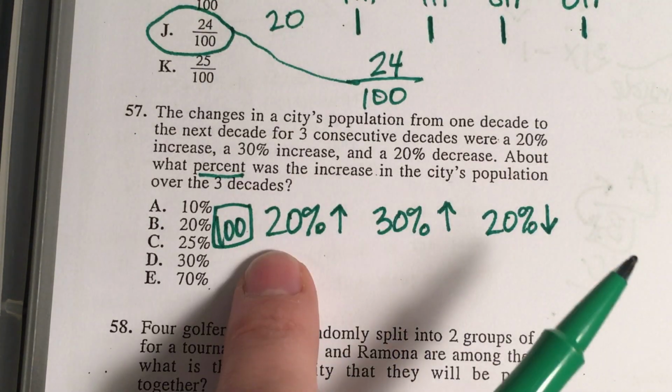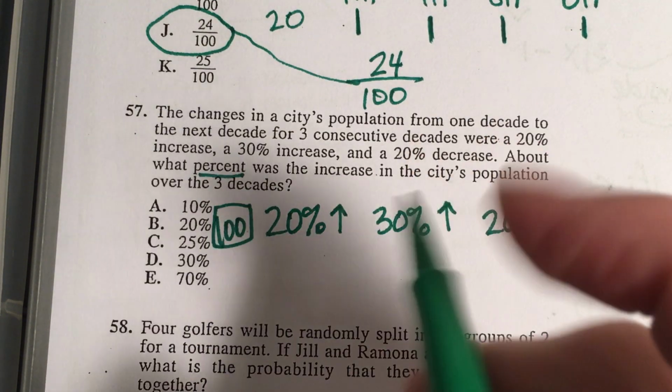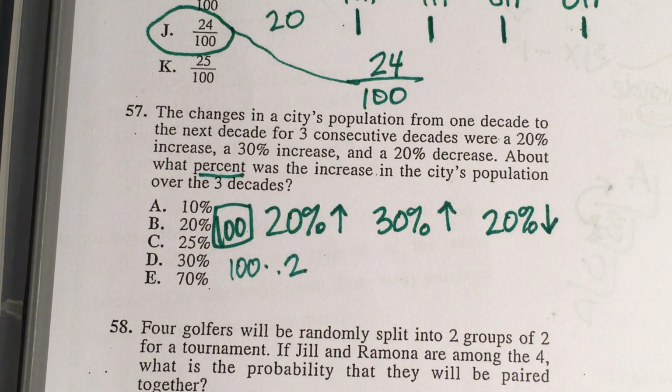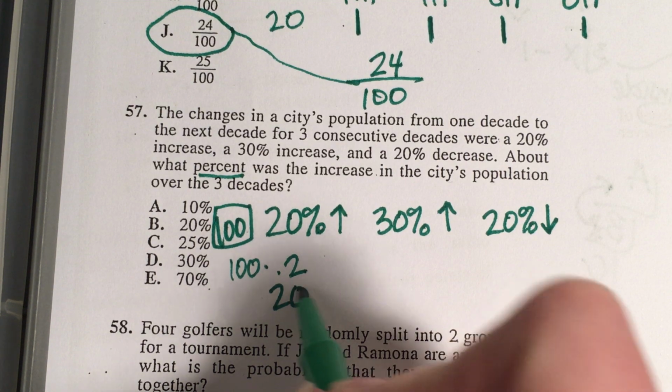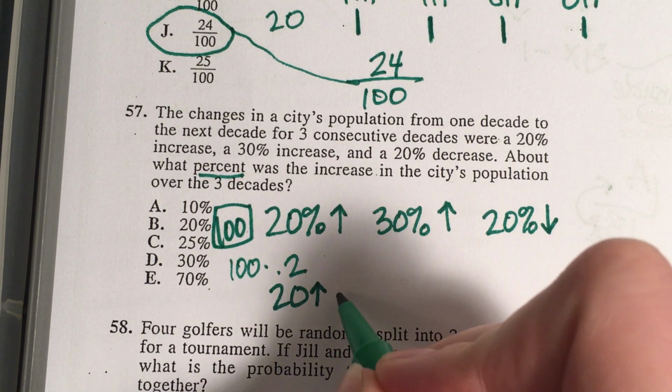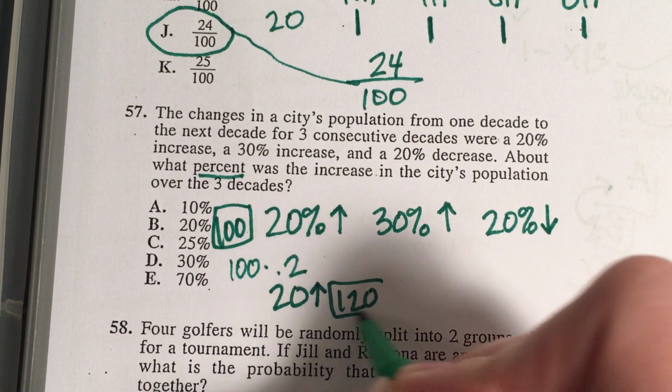So 100 in my calculator, and I need to do a 20% increase. So I'm going to do 100 times 0.2. I get 20, right? So it's going up by 20. So after this decade, it's going to be 120 people.